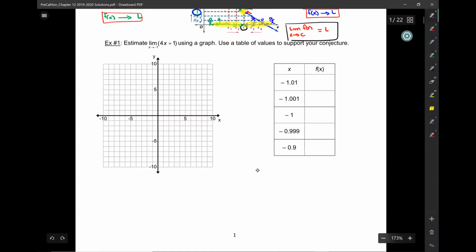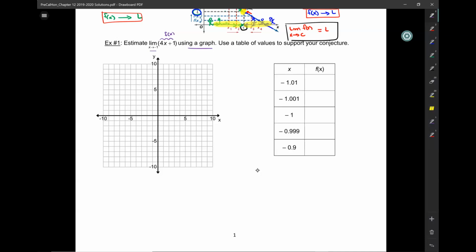What we're going to do is we're going to estimate the limit of 4x plus 1. So this is your function, f of x. We're going to estimate the limit of this as x approaches negative 1. And we're going to do it using a graph. And then we're going to use a table of values to support our conjecture.